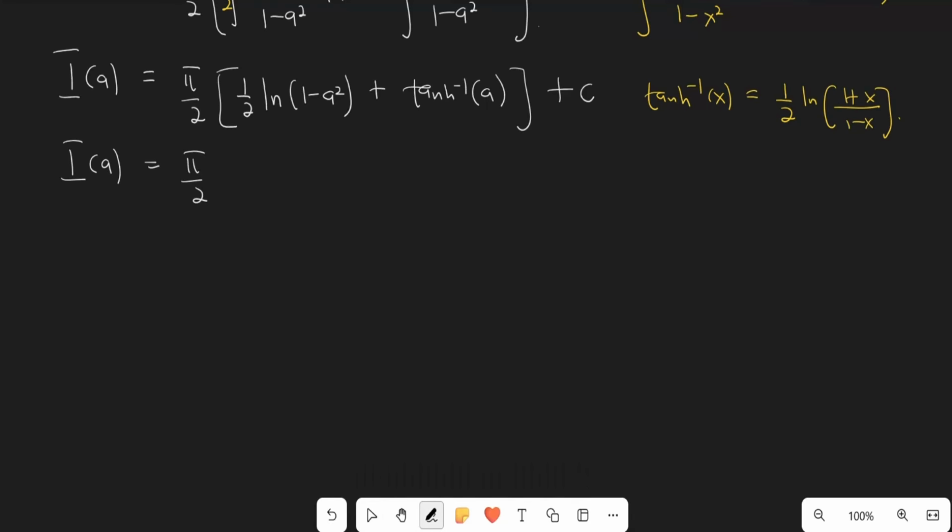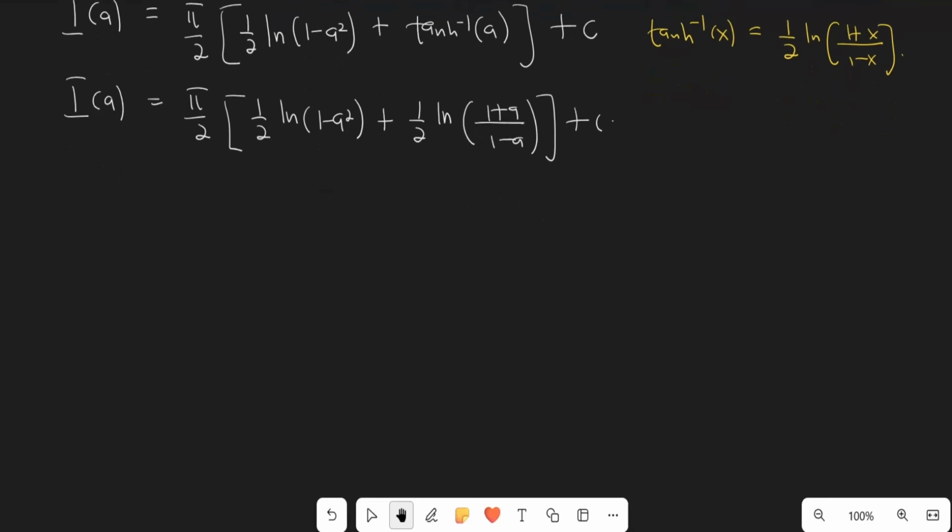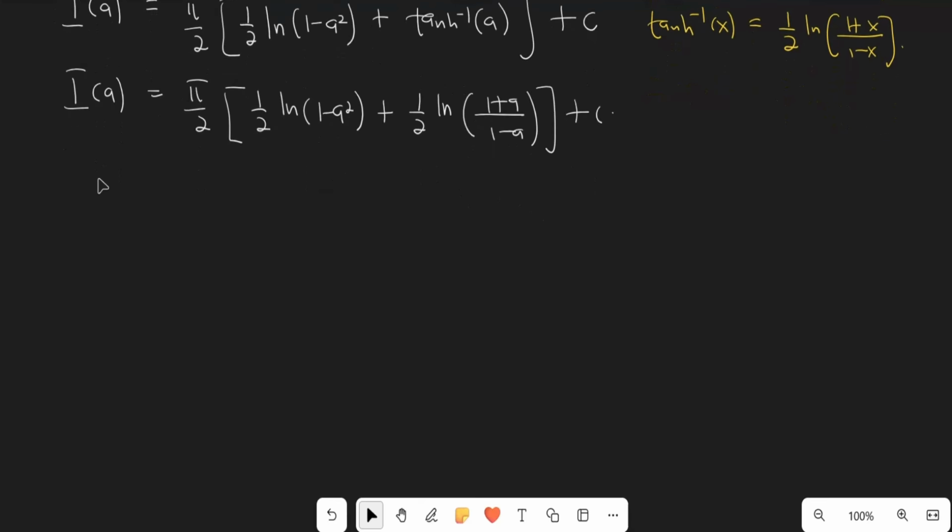We have pi over 2. This is multiplied by 1/2 the ln of 1 minus a squared. And then plus the tan hyperbolic inverse of a, which is going to be 1/2 the ln of (1 plus a) all over (1 minus a), like this, plus the constant of integration. Alright, so I of a is equal to pi over 2.